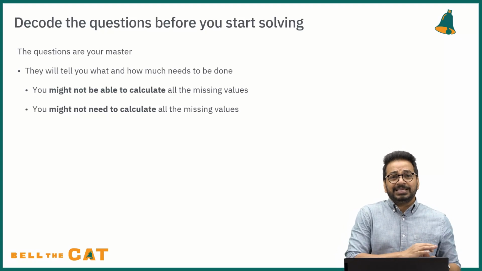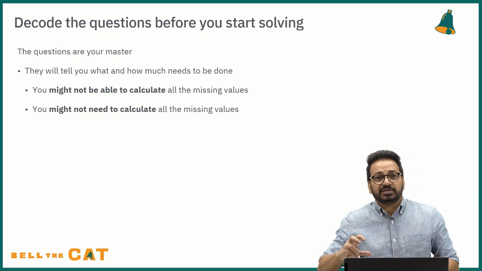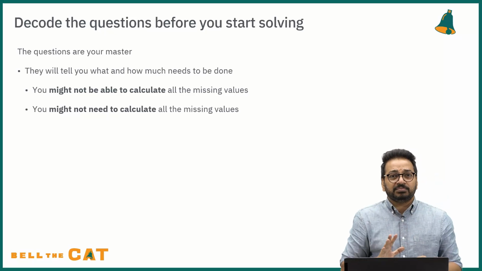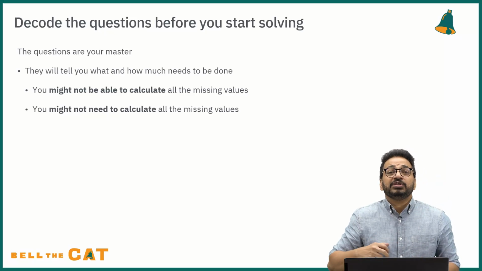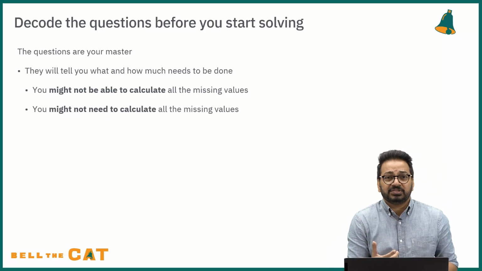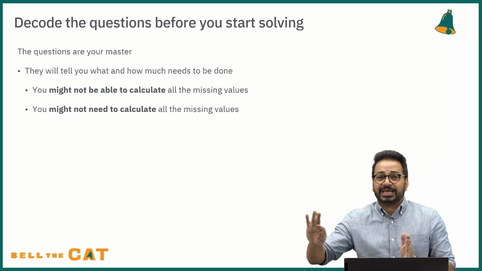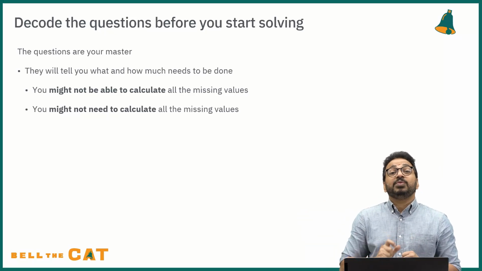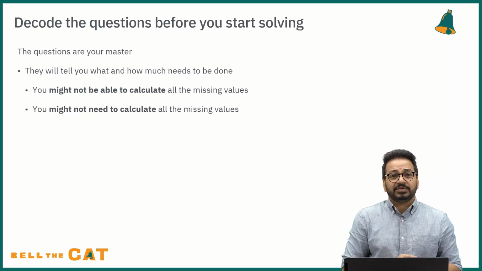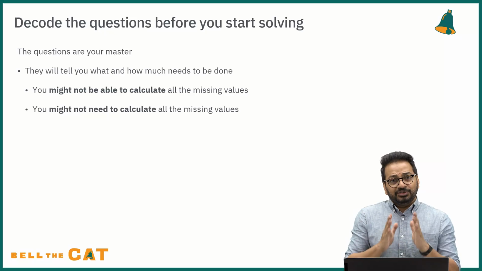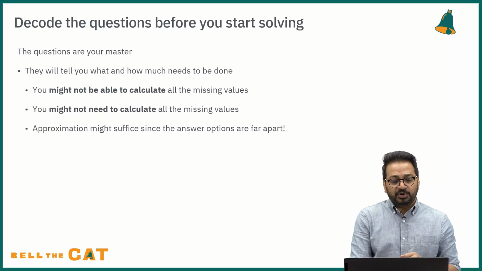They are not asking any question on Ravi, for example. All the questions are about the other people, right? So you also need to figure out by reading the questions how much can be done, and how much should be done. So you should never try to fill the whole table. So decoding the questions, this is why it is important.